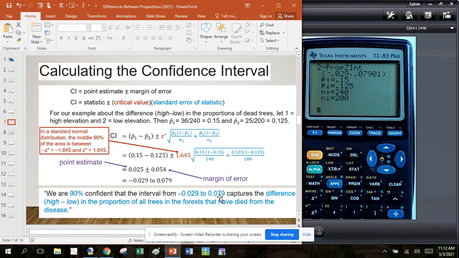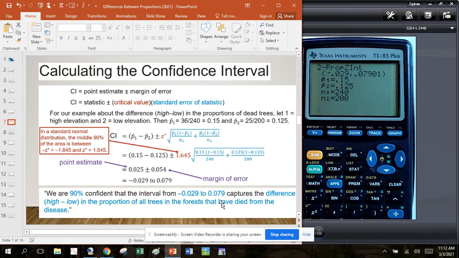Now, one thing to notice here, the value of 0 is included in this interval. What that indicates is that there really isn't a difference between the two groups, because 0 would represent no difference. So in this case, there doesn't seem to be a difference between high elevation and low elevation.